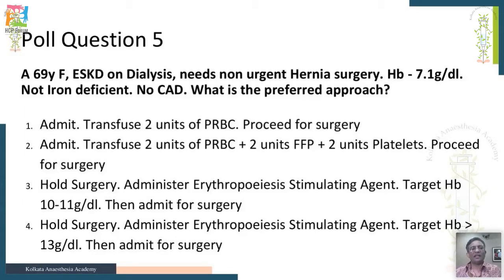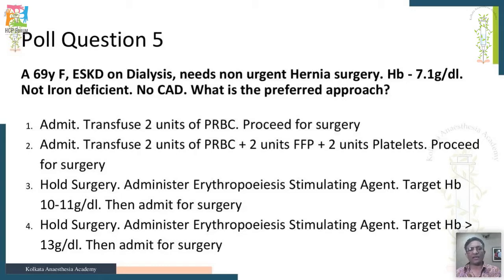Okay. This is again a 69-year-old who needs a non-urgent hernia surgery. Okay, it's not an obstructive hernia or a strangulated hernia. She needs a hernia surgery. You find that her hemoglobin is 7.1. On investigation, she is not iron deficient. She does not have coronary artery disease. So what would you prefer to do in this scenario?